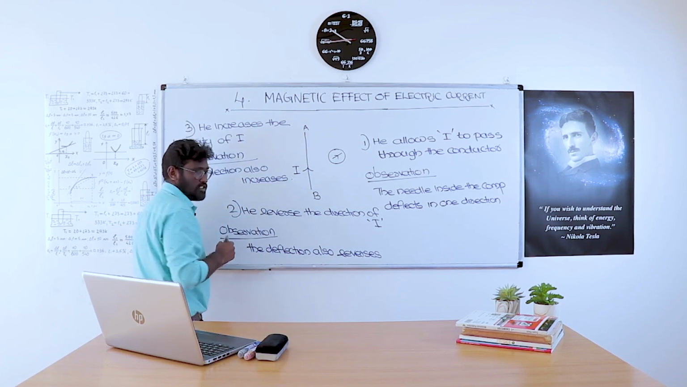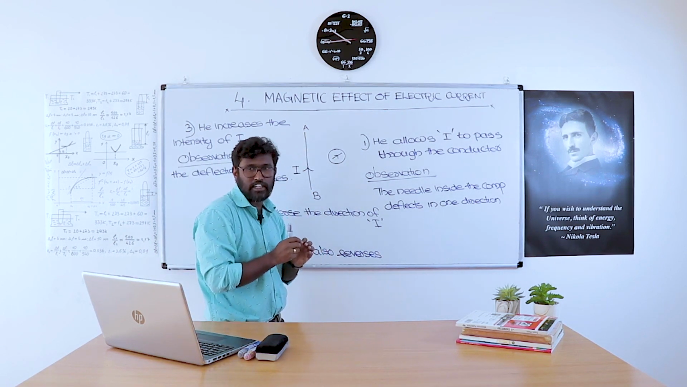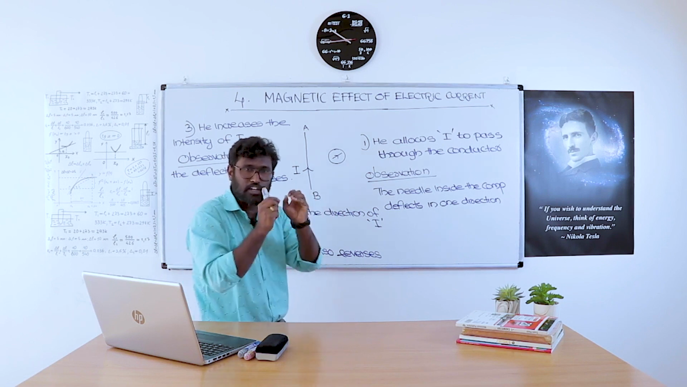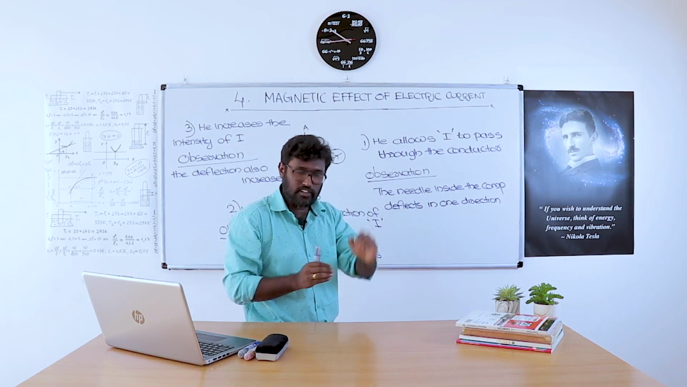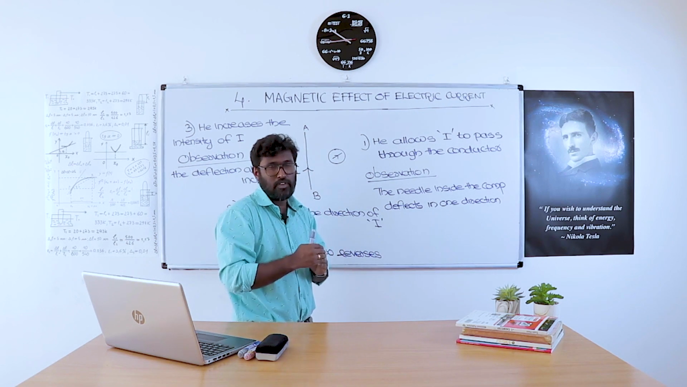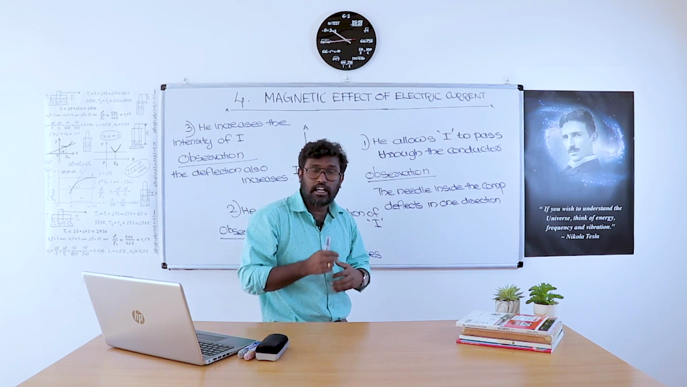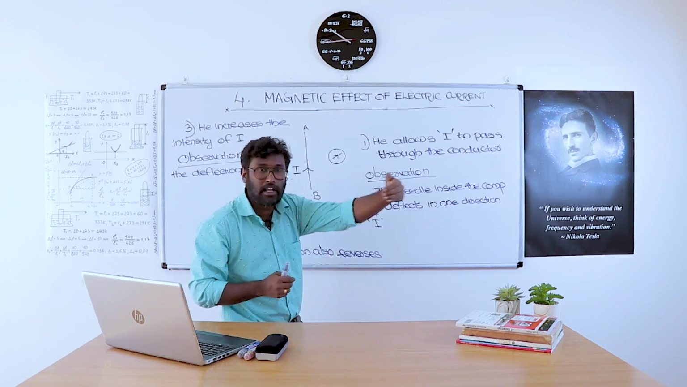So Hans Christian Ørsted did an experiment with an electric conductor and a compass. He placed a compass near the conductor. Compass is used to find the direction. There is a needle inside the compass, and that needle is a perfect bar magnet.